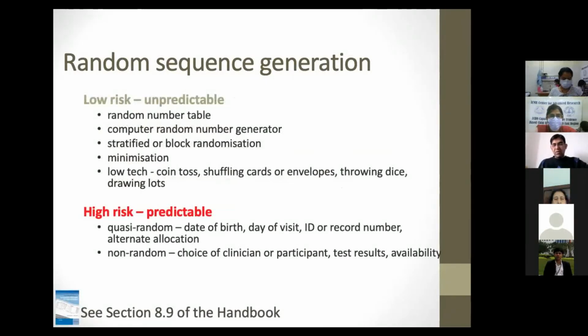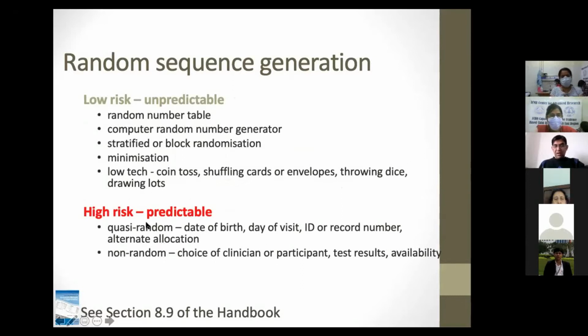When do you call it a low risk or a well performed randomization? When you have used random number tables, or a computer generated random number, or you have done a stratified or block randomization.